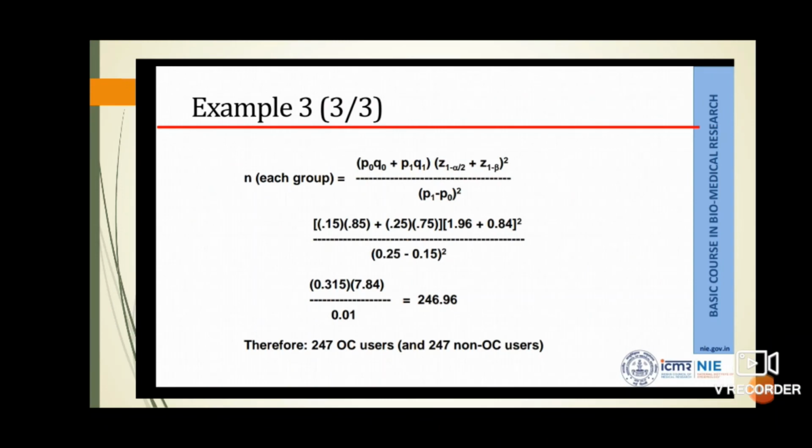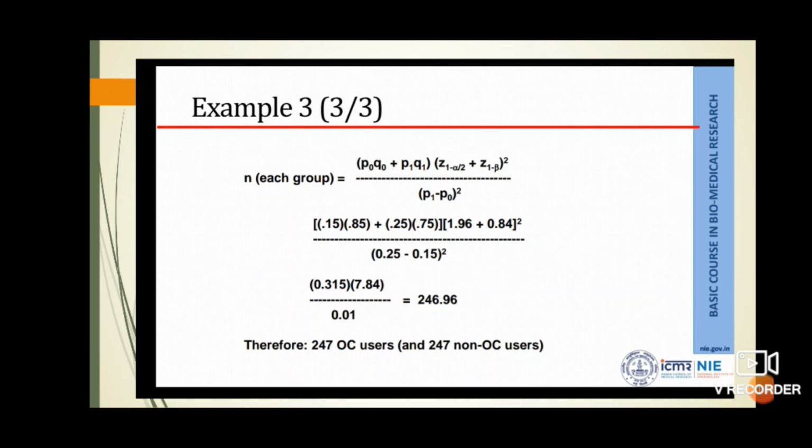And now we'll arrive at a formula: n of each group is equal to (P0 Q0 plus P1 Q1) in brackets multiplied by (Z1 minus alpha by 2 plus Z1 minus beta) the whole square, divided by (P1 minus P0) the whole square. Here P0 is of the non-OCP users and P1 is of the OCP users.